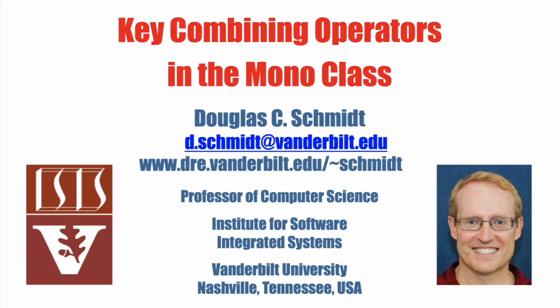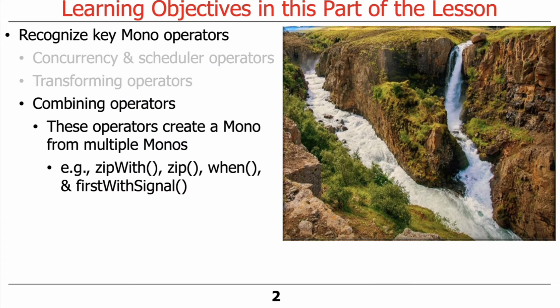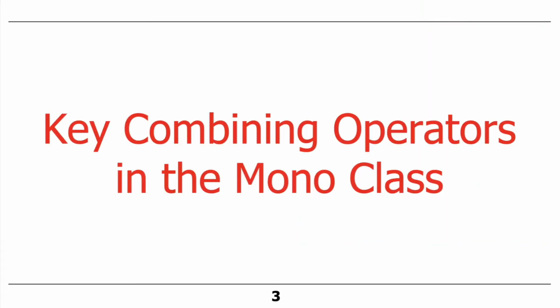So the next topic is combining operators in the Mono class. And these are some of my favorite things that we get out of Monos. They are really, really interesting. So we're going to talk about zipWith, zip, when, and firstWithSignal. And these operators create a Mono from multiple Monos, typically more than one. And you'll see that they have some really interesting semantics.